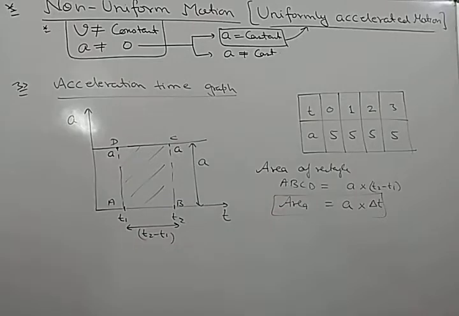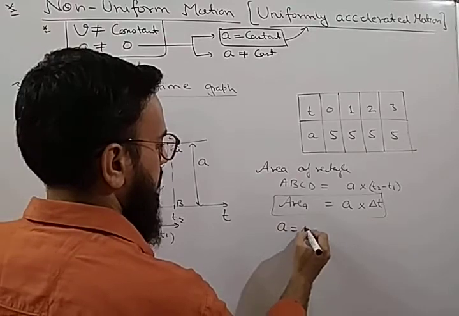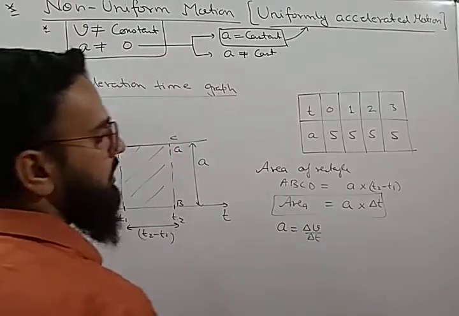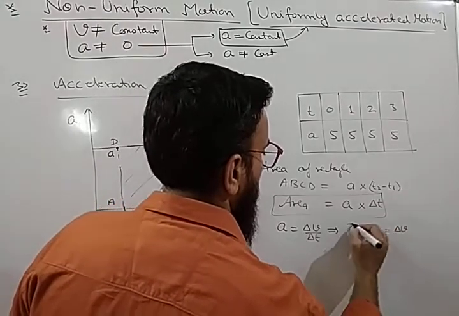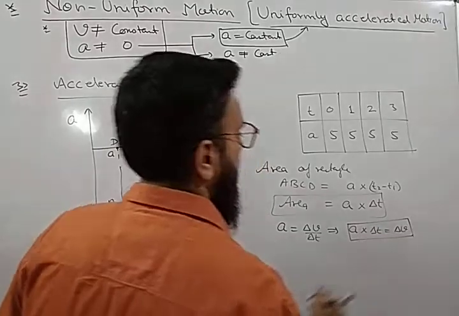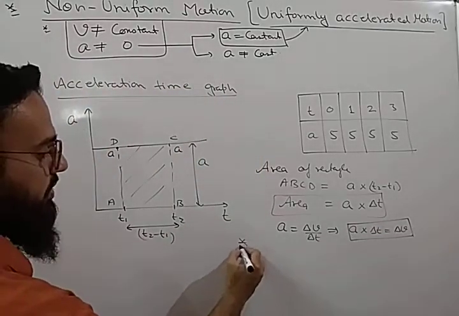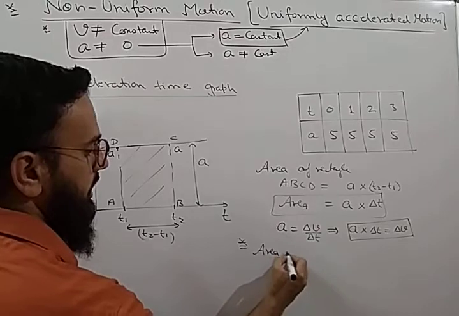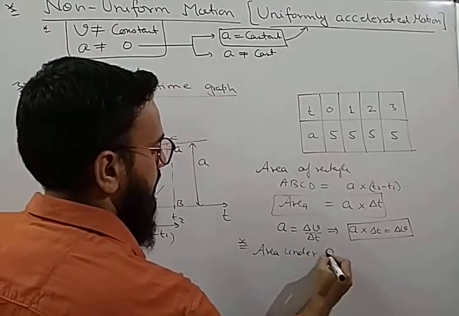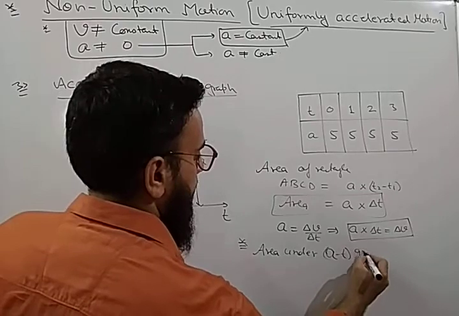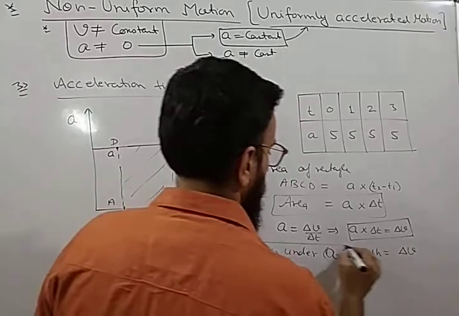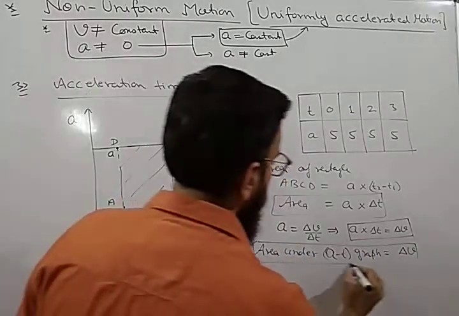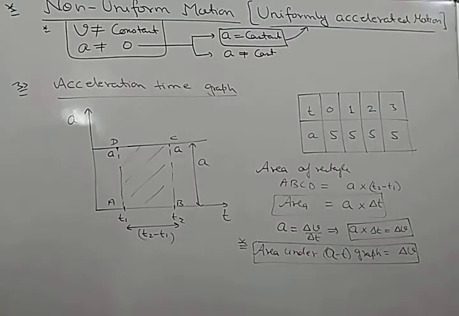And we know the formula, acceleration is given by delta V upon delta T. We know that A is equal to delta V upon delta T. So what will be the value of A into delta T? A into delta T will be equal to delta V. It means we get one important relation, that is, area under the AT graph is equal to change in velocity. This is again one of the most important points. Area under the AT graph gives us change in velocity.